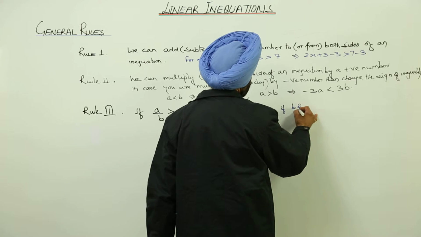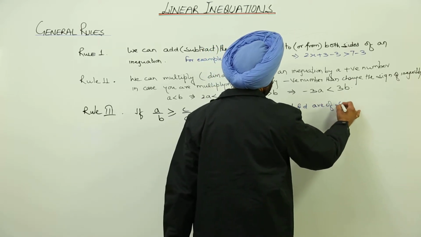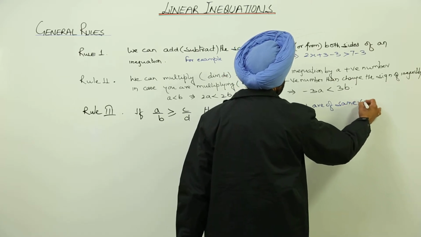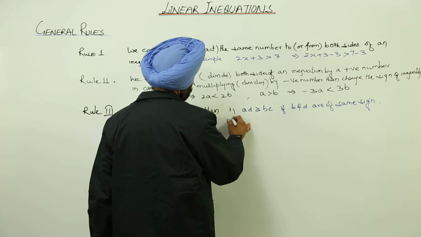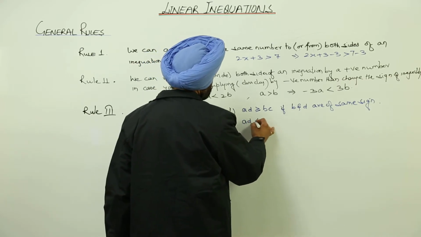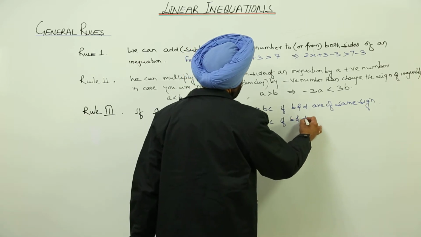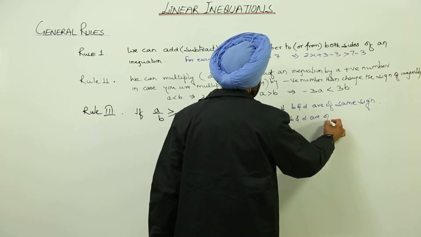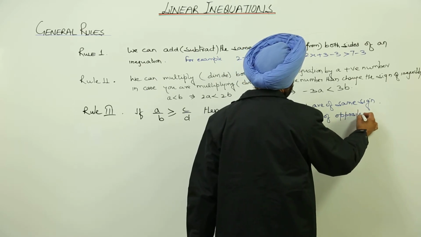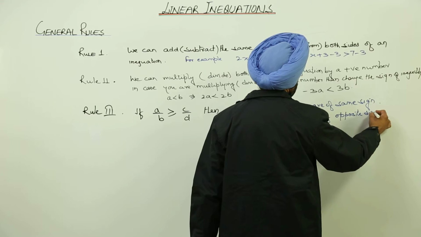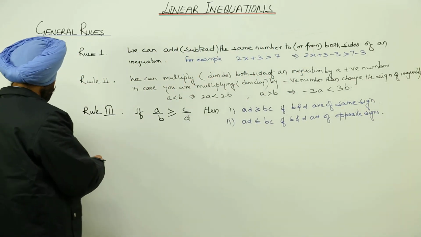AD is greater than or equal to BC if B and D are of same sign. And number 2, AD is less than or equal to BC if B and D are of opposite signs. Remember this thing.